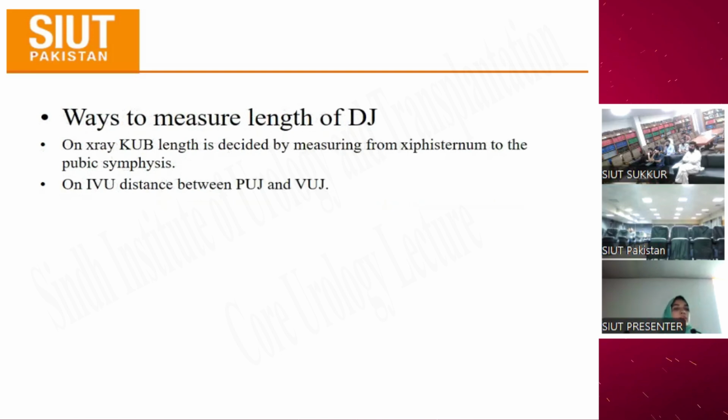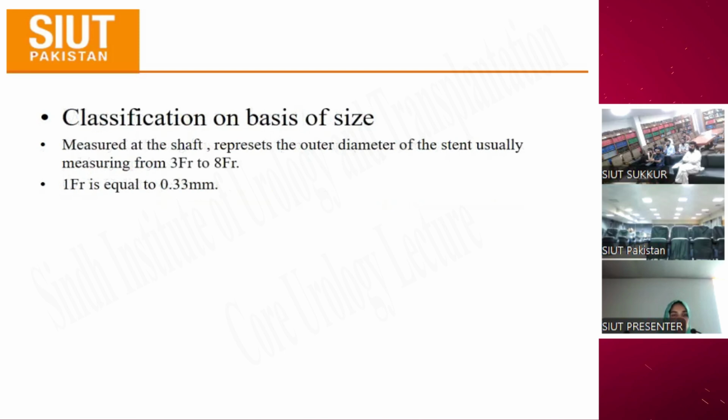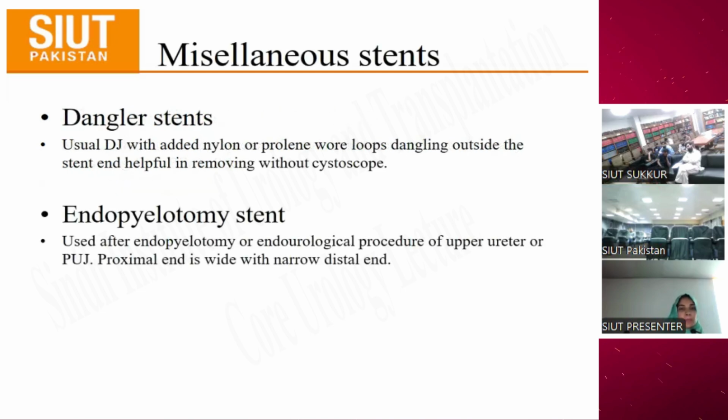Simply, we can decide the length on X-ray KUB from the xiphisternum to the pubic symphysis, and on intravenous urography from the distance between the PUJ to VUJ. Other is the classification based on size. So we measure the shaft. It represents the outer diameter of the stent, and usually it measures from 3 French to 8 French, and 1 French is equal to 0.33 millimeter.